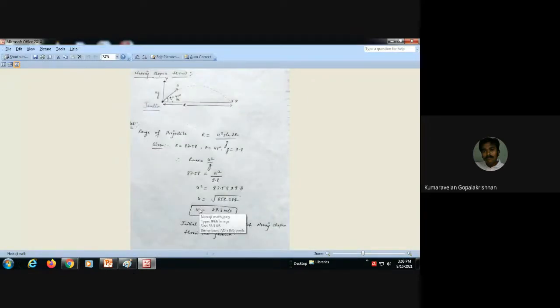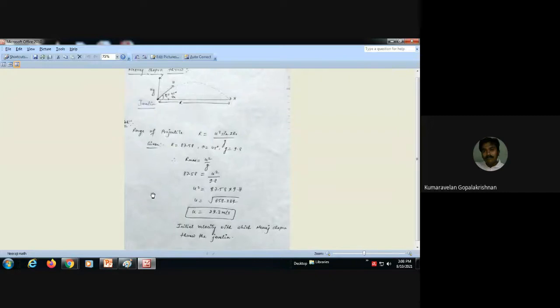Are you able to see my screen? Yes, sir. Are you able to see my screen? Okay. Yes, sir, you can see, but the font size could be a bit bigger, so if you press Control plus. Okay. It's an image. Control plus. Yes. Now it's coming.